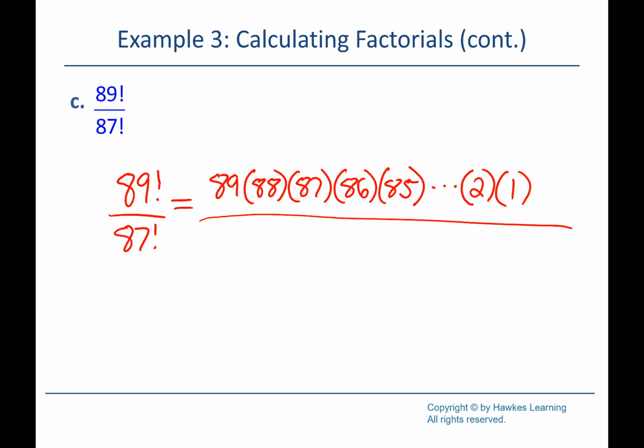Okay, let's look at what 87 factorial would be. We'd have 87 times 86 times 85, and on and on and on till we ended up on the other end with times 2 times 1. So something nice happens here. The numbers on top are all multiplied together, so it's like one term. The numbers on the bottom are all multiplied together, so that's like one term.